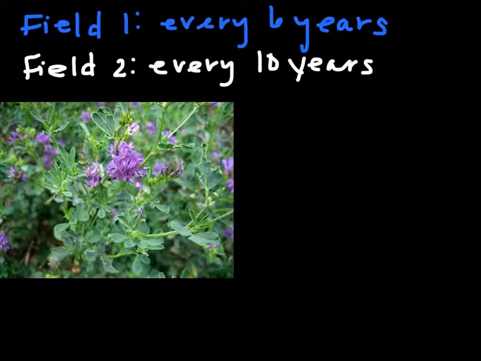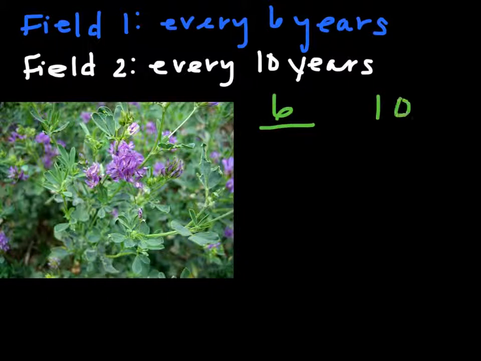So for the crop rotation system described above, the number of years until the farmer grows alfalfa in both fields again will be given by the least common multiple of 6 and 10. We can use one of two methods to find the least common multiple. First, we can simply list all the multiples. So let's try that first.